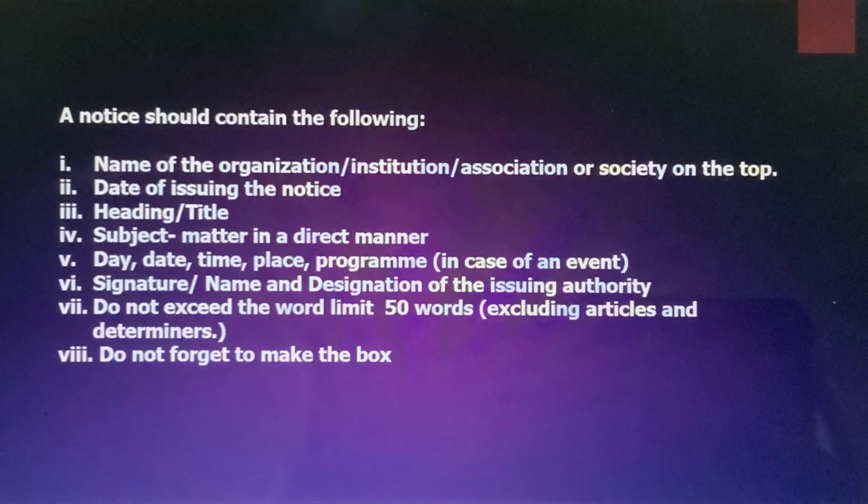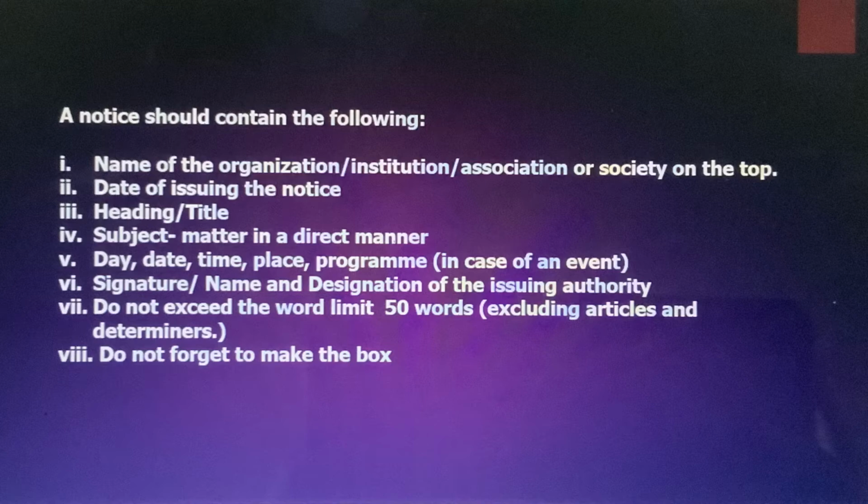So, after the definition, let us see what are the things that are required when we draft a notice. A notice should contain the following: name of the organization, institution, or society on the top. That is the name of your school. You give a comma and you can name your city. Next comes the date of issuing the notice. That is the date on which the notice has been issued. Next, the heading. Heading means the word notice will always be written in bold.